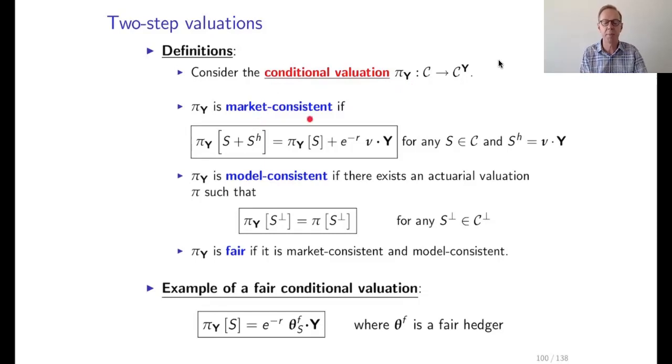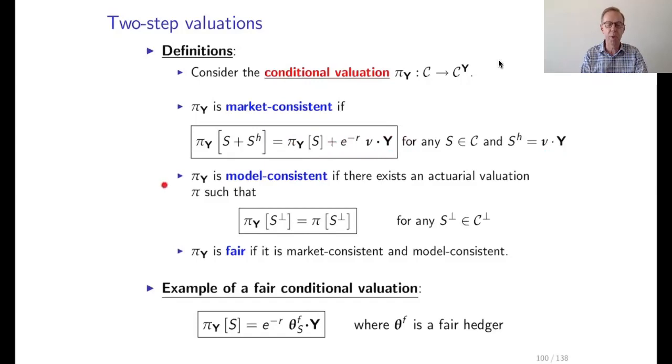We will say that pi y is market consistent if pi y of s plus sh, or the derivative that we attach to s plus sh, where s is a general claim and sh is a hedgeable claim with underlying hedge nu, is the derivative that we attach to s plus the discounted value of the time one value of the hedge. Or, in other words, pi y of s plus sh is pi y of s plus the discounted value of sh, because sh is equal to nu times y.